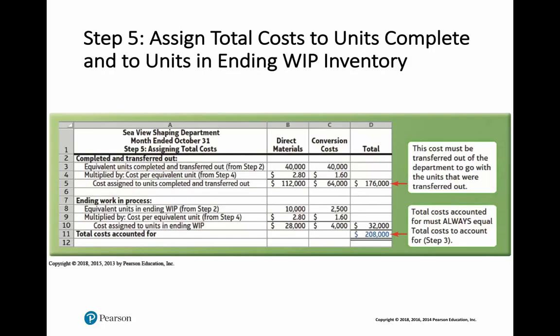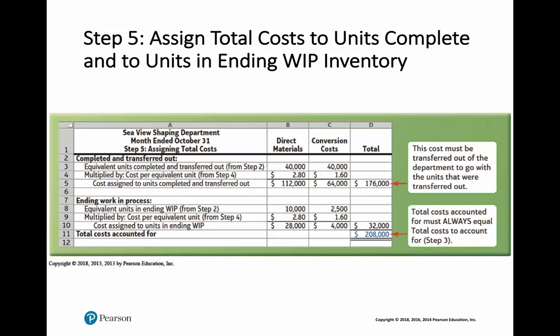And to do that, we basically set up our spreadsheet or our paper again, and we do our completed units, so that's what we do at the top, and then we have our work in process units. And for this, we're using our equivalent units that we calculated. So for completed and transferred out, it's our 40,000 of direct material times the 2.8, and for conversion, it's 40,000 units times 1.6. And for here, we then add across. So of those, the 40,000 units that we completed and transferred out to the next department, it cost us $176,000.